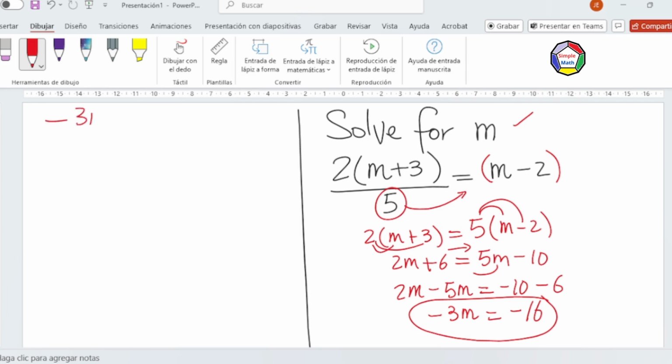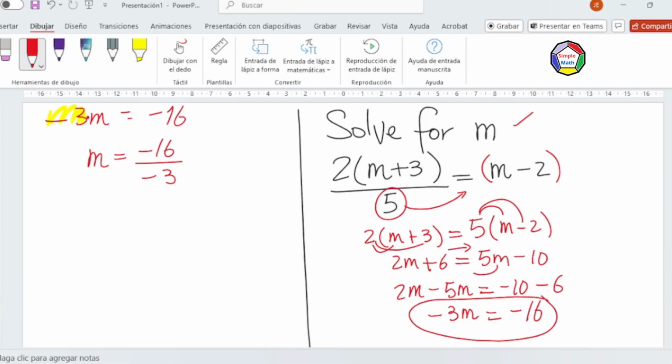Okay, I have minus 3m equals minus 16. All right, so the minus 3 is multiplying the letter m. So I will move the minus 3 to the other side. But the inverse operation is not positive. Why? Because the main operation here is this multiplication. So the inverse operation of multiplication is division, right? So I have that m is equal to minus 16 over minus 3. Yes, minus 16 over minus 3.